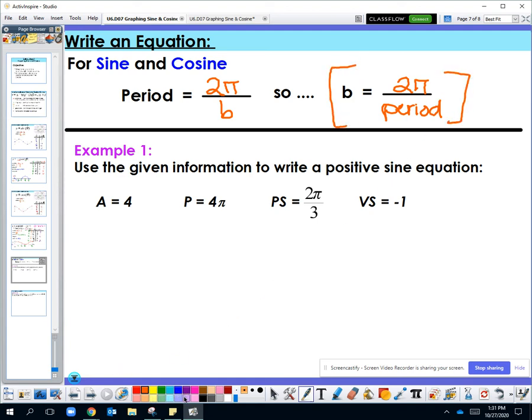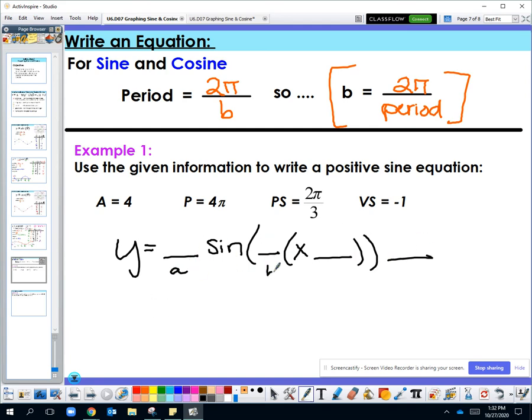So this question says write the equation of a positive sine equation with this information. So I like to just kind of fill this in, leaving spaces for everything. So that would be a space, leaving some more spaces. You can use the value x or theta. 4 spaces for my 4 variables, a, b, c, and d.